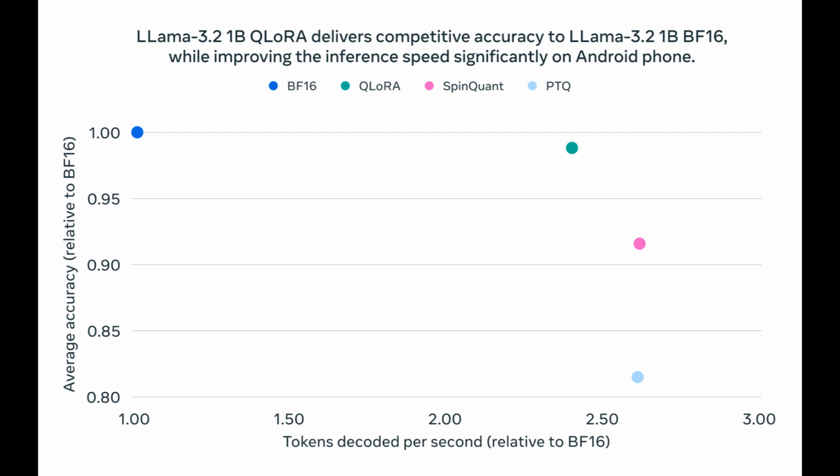Through these combined techniques, the quantized Llama models achieve a speed increase of 2 to 4 times, with a 56% reduction in size and a 41% decrease in memory requirements.